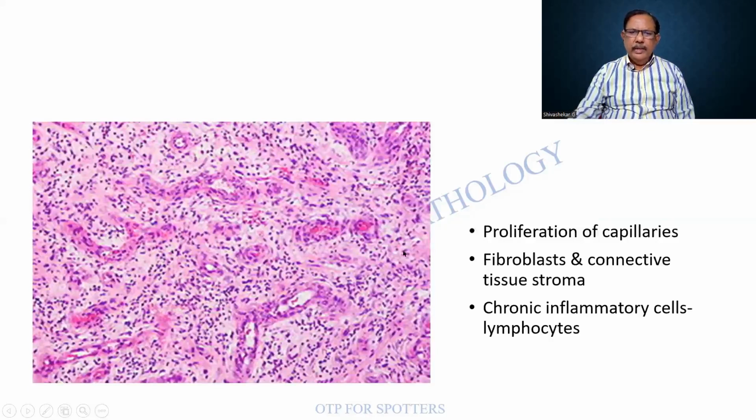Look at this slide. Here again, I am able to see the proliferation of the capillaries. Small caliber blood vessels, no media. Fibroblasts and connective tissue. Fibroblasts means, look at this one, they are all elongated cells that I can make out. Elongated cells are the fibroblasts. And chronic inflammatory cells, most of them are lymphocytes, small dark blue dots. So the combination of all these three, capillaries, fibroblasts, and the inflammatory cells together give a diagnosis of granulation tissue.